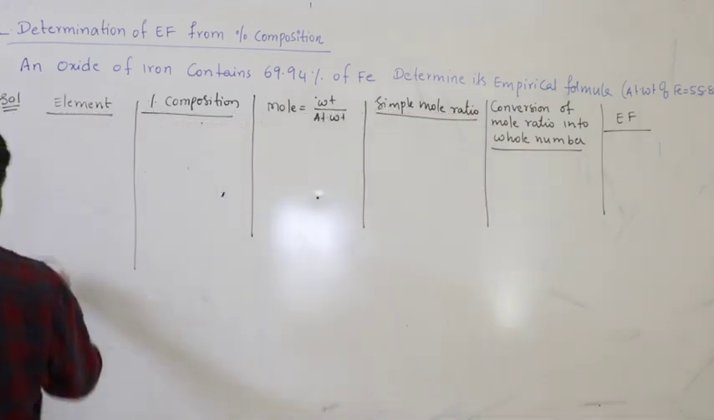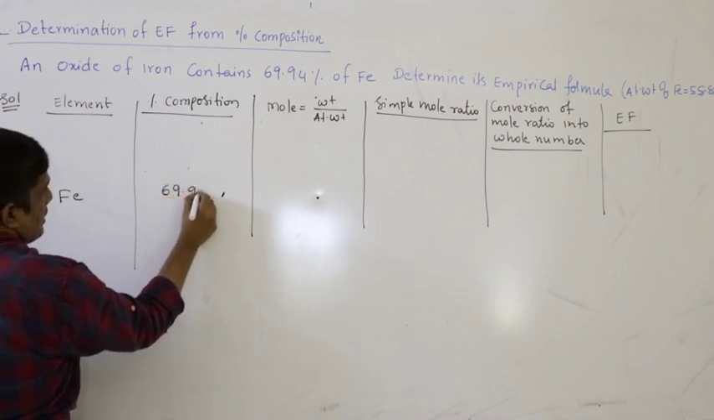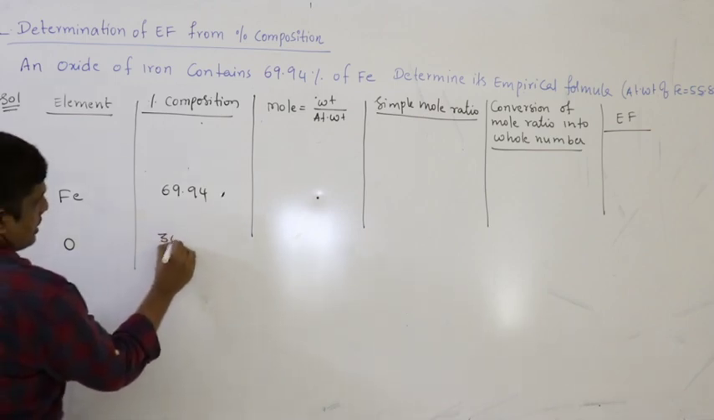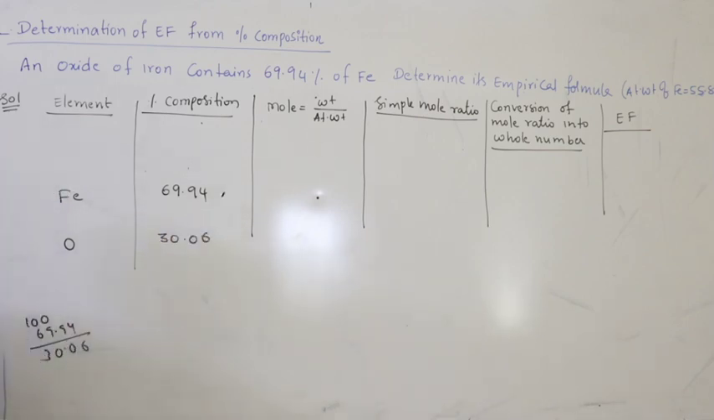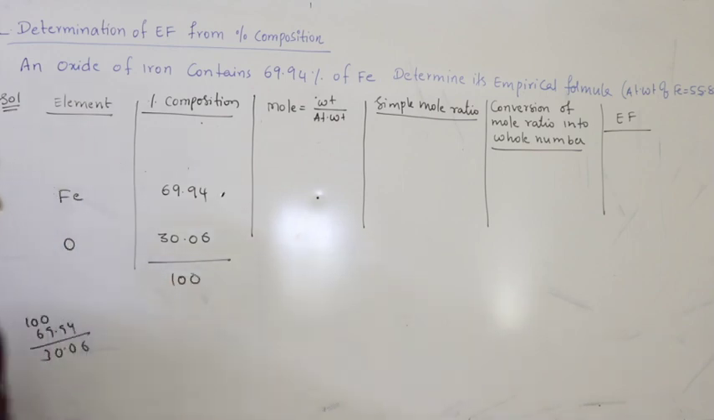So the first element is iron. What is the percentage? 69.94. There are two elements. It is obvious, oxide of iron. It is not equal to 100. So 100 minus the remaining should be oxygen. So 100 minus 69.94, that is 30.06% of oxygen. So if I add these two, I will get 100. Anyway, oxygen we have written, right?